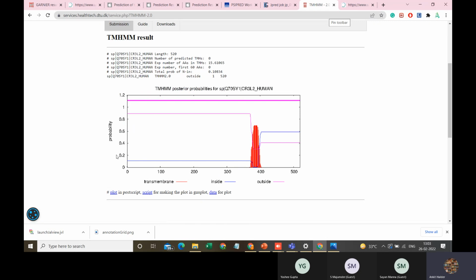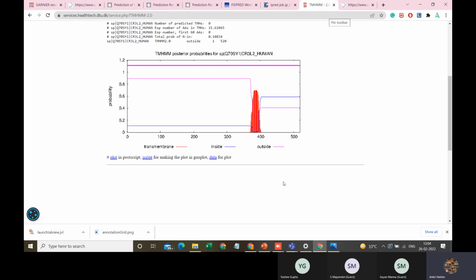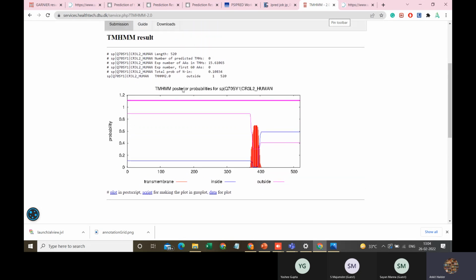So yeah, you can see the number of predicted TMHs and the expected number of amino acids in this. The first 60 amino acids are not there. TMHMM posterior probability: the HMM here is a hidden Markov model used to identify this. In the transmembrane, red is transmembrane, blue predicts the inside, and violet is the outside of the cell. So here we can see how it has predicted. It has predicted to be outside.